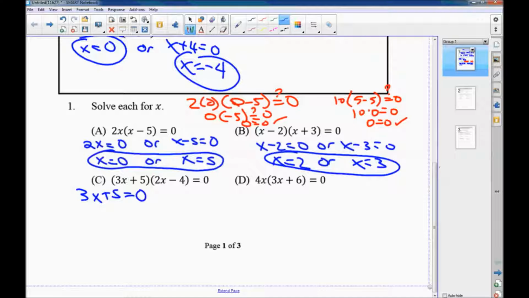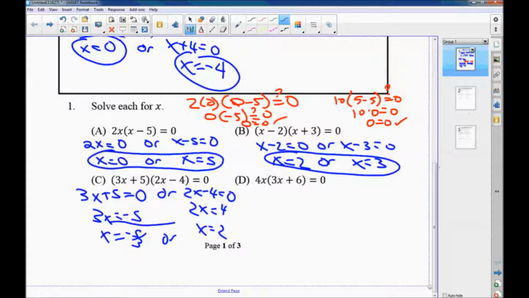So 3x plus 5 could be 0, or 2x minus 4 could be 0. And then we solve them separately. So x could be negative 5/3, that's one answer, or x could be 2, that's our other answer.